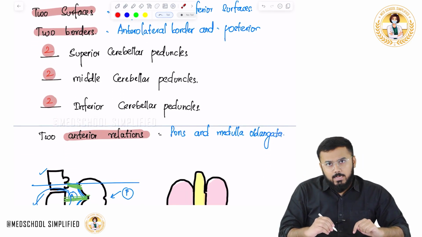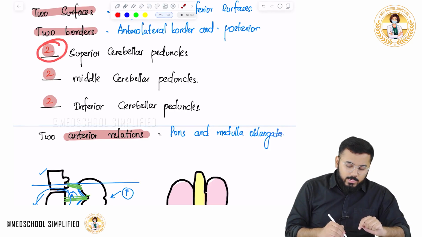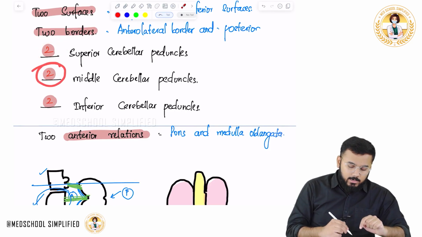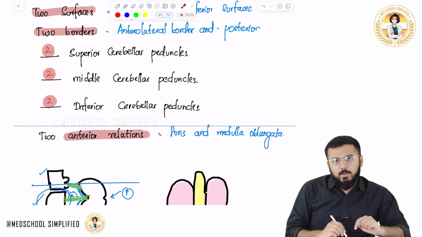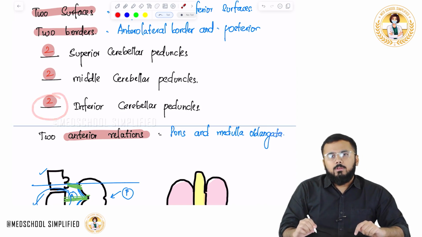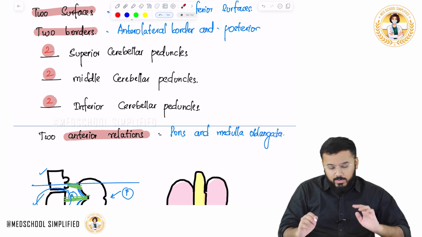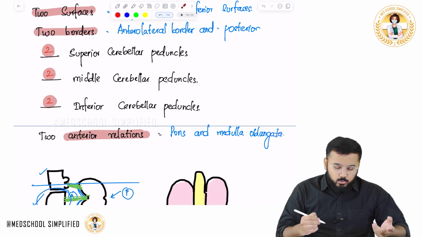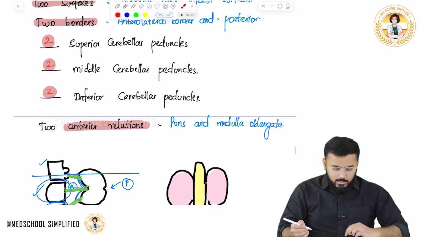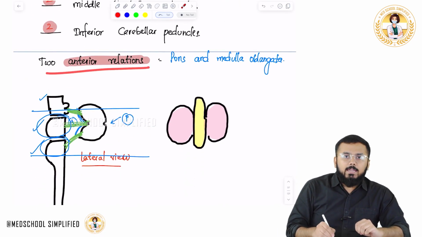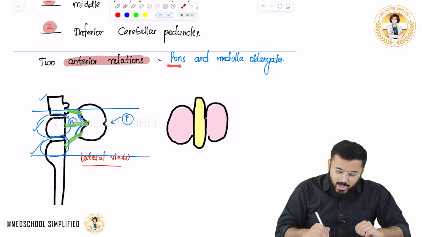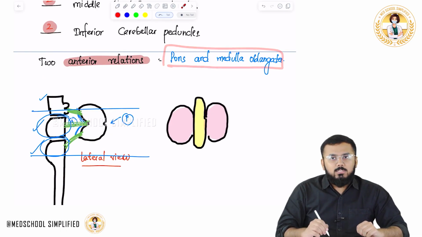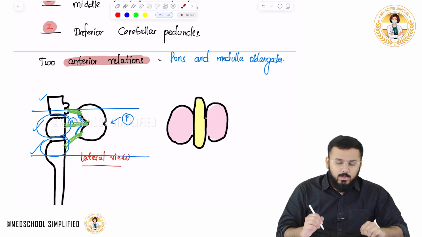How many superior cerebellar peduncles are there? 2. How many middle cerebellar peduncles are there? Again 2. How many inferior cerebellar peduncles are there? Again 2. Right? So there are 2, 3, 4, 5, 6. It means completely 3 pairs. Okay. Next important thing, what are the anterior relations? Anterior relations are the pons and the medulla oblongata.